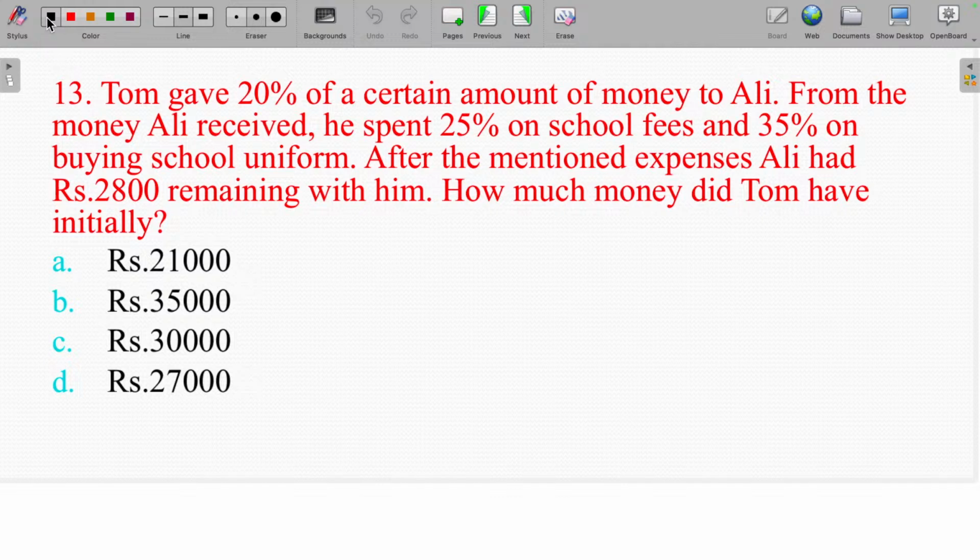I will try. Yeah. First, Tom gave 20% of a certain amount of money to Ali. Fine. From that amount it is, from that money, Ali received. Just a minute, 1 minute.